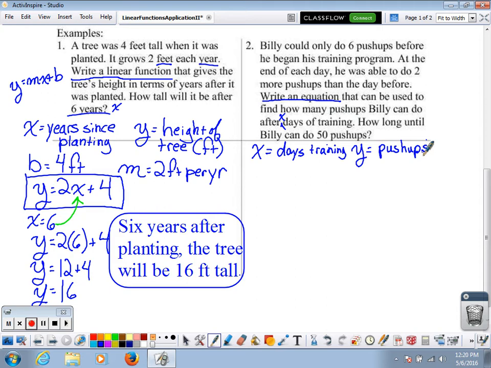So, if I want to sub into y equals mx plus b, I also need a starting point and a slope. I need a y-intercept and a rate of change. Okay, the y-intercept, that's the starting point. That's how many push-ups he can do after 0 days of training. Melissa? 6. He can do 6 push-ups after 0 days of training. Okay? What about a rate? Something that puts push-ups and days of training together. Steve? 2. 2 push-ups per day.